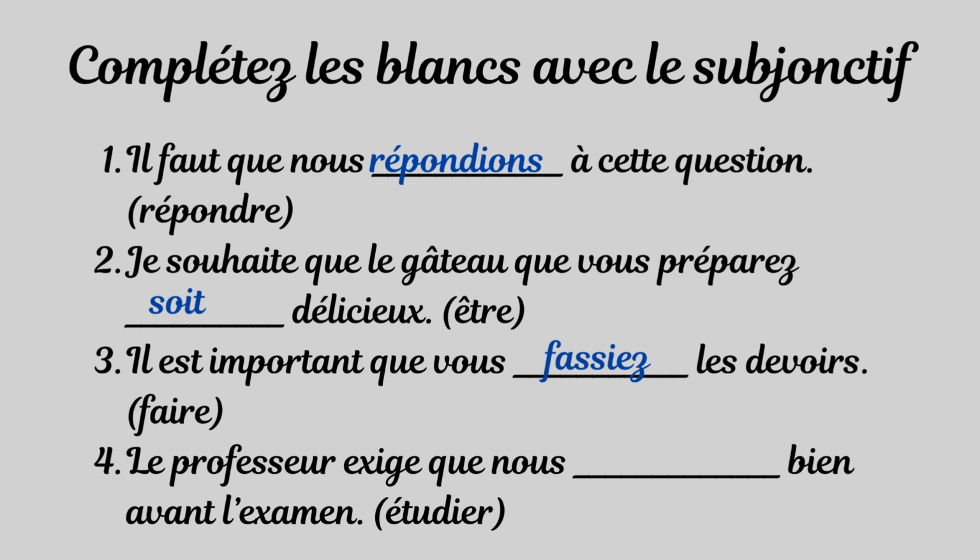Next one. Le professeur exige que nous dash bien avant l'examen. The verb is étudier. The conjugation of étudier with ils plural is ils étudient. We'll remove ent and we'll add the endings ions to it. So the answer would be nous étudiions bien avant l'examen. Étudiions with double I.